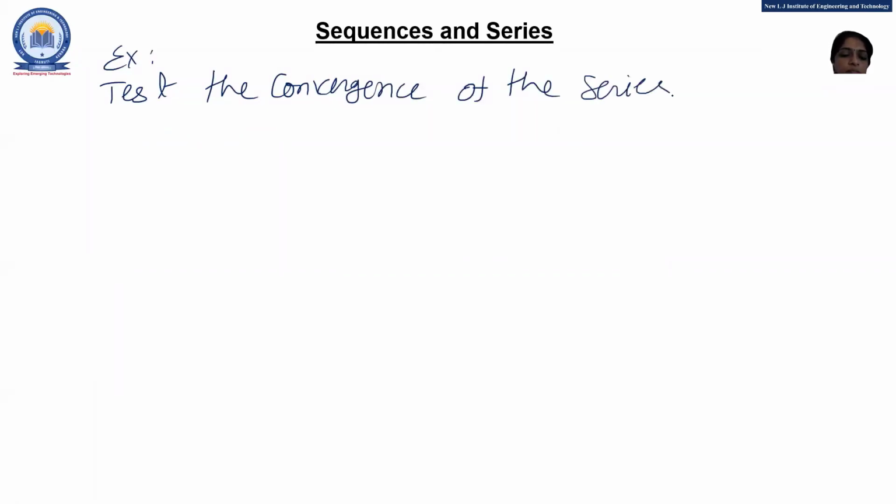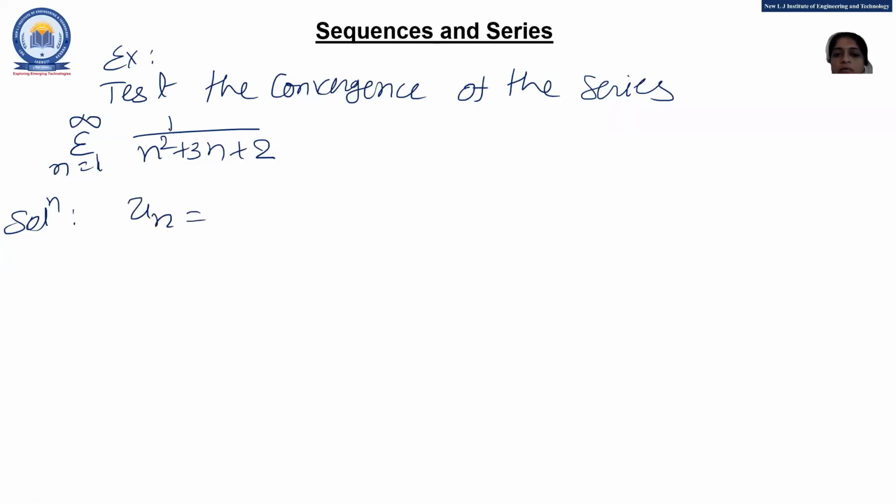Okay. So let's take one more example, that is test the convergence of the series summation n from 1 to infinity 1 upon n square plus 3n plus 2. Okay, so students, let's start the solution. See, this is our series, right? So we start with our nth term, and our nth term is 1 upon n square plus 3n plus 2. This is our nth term.